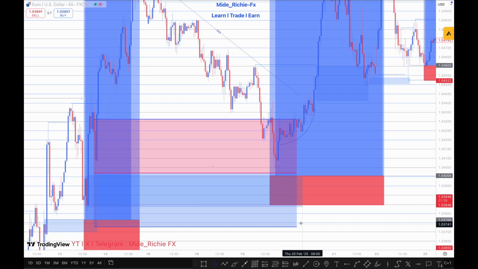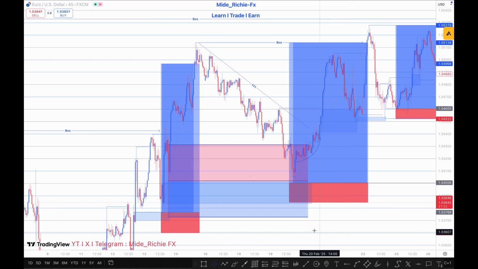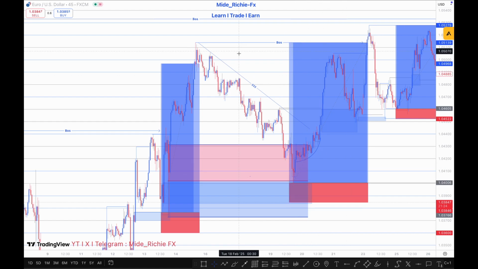When the market gets to that demand, I dropped the setup for the guys on my Telegram, and I think a whole lot of people actually took the trade with me. So we entered this trade right here, a buy, targeting this recent high, which is this one, right?